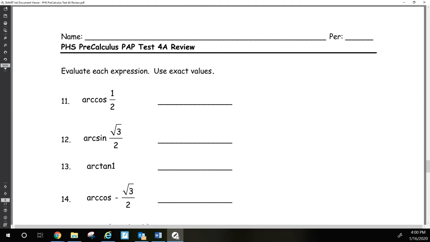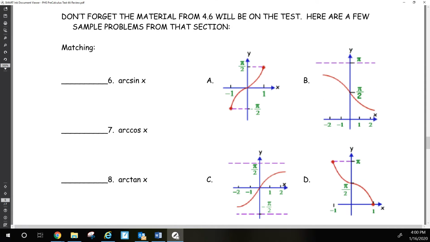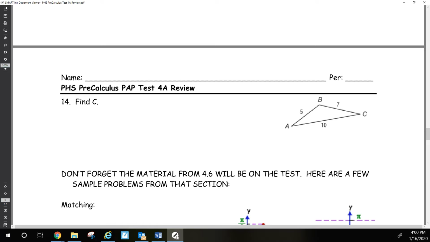Welcome back, pre-calculus. We are on number 14 of our original worksheet, our review sheet. Again, we've got all three sides. When we know all three sides, we can use law of cosines. So we're trying to find C. I'm going to start with the opposite of that, which would be 25 squared, is equal to 10 squared plus 7 squared minus 2 times 10 times 7 cosine C.